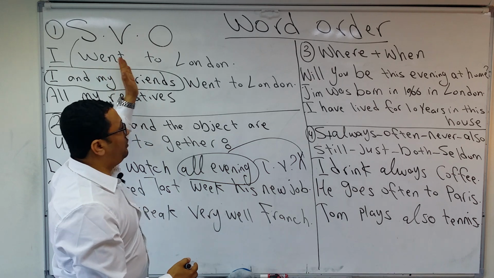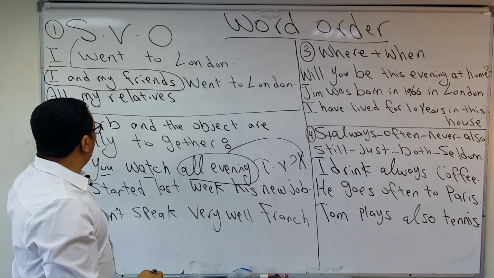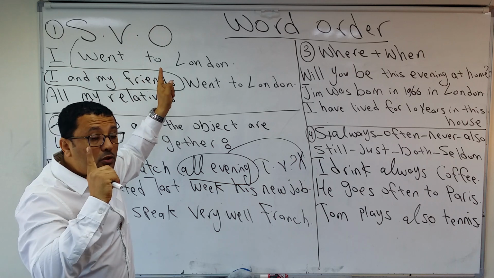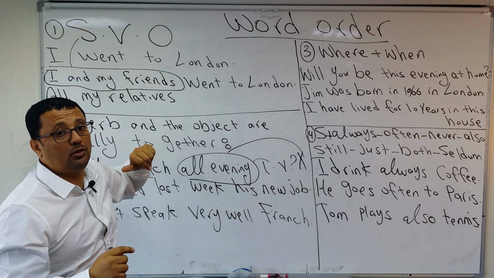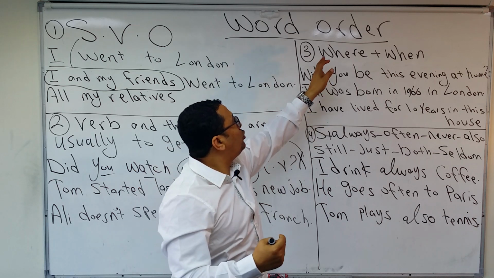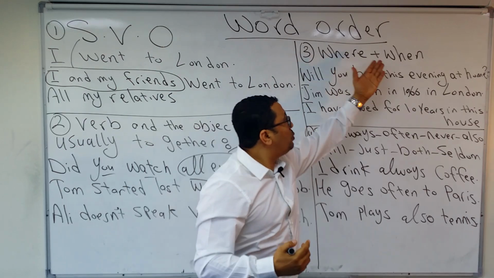Try to make subject, verb, object. Try not to put anything between verb and object. When you make a sentence, try to put where, and after it put when.